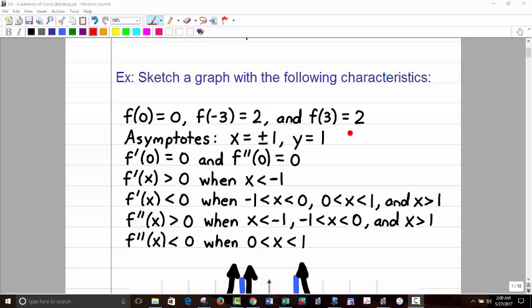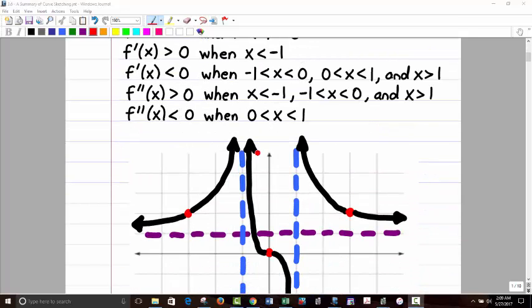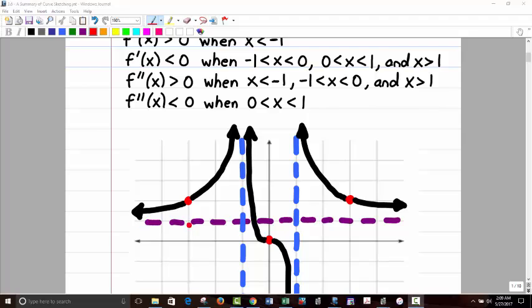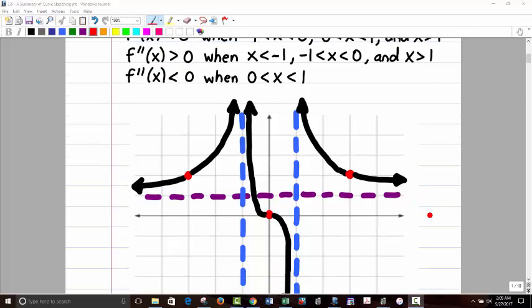We have 3 asymptotes, two vertical, 1 horizontal. x equals plus and minus 1, so you see I drew those with the blue lines. And then a horizontal asymptote at y equals 1, the purple line going across. Vertical asymptotes will break the graph into sections automatically. So with 2 vertical asymptotes, we're going to have 3 separate pieces.